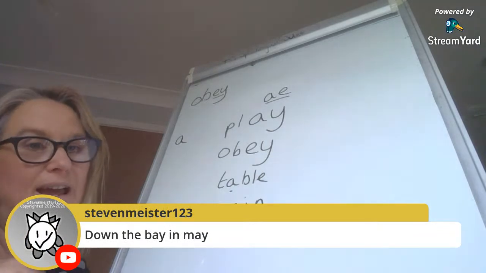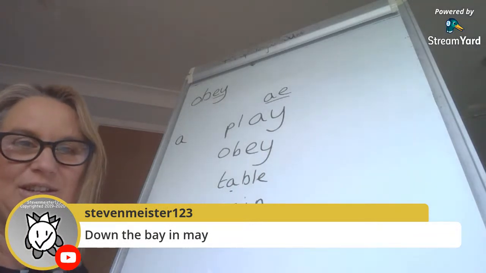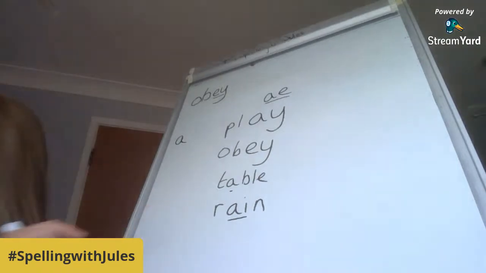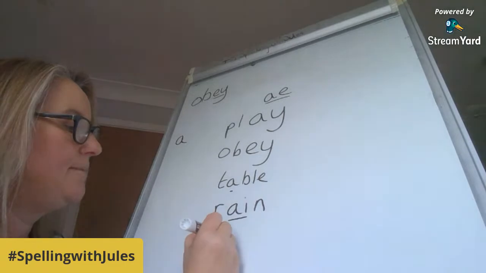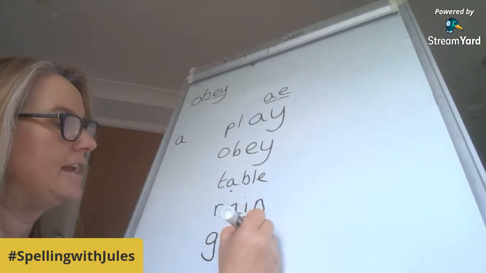Down the bay in May. Oh, that's nice, isn't it? Yeah, good. Okay, so a couple more of the A sound here. Okay, we've got our split digraph of game. That's another A sound.